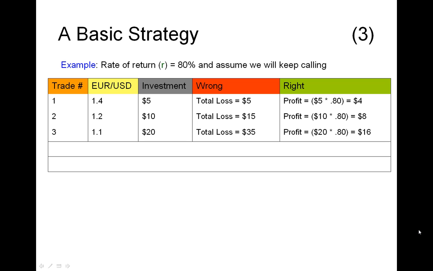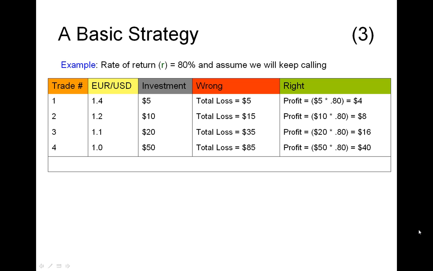So let's assume we got it wrong yet again on trade 3, and therefore we make a fourth trade. Now the current value is 1, and we really believe that the future value is going to go up, and this time we invest $50. Now if we get it right, then our profit is 50 times 80%, which is $40. And notice that 40 is greater than 35. So overall, after 4 trades, we end up with a profit of $5.